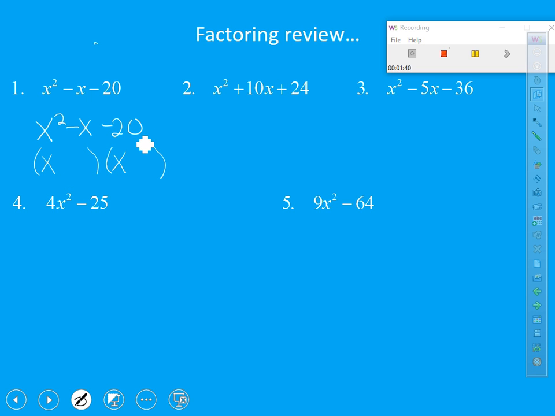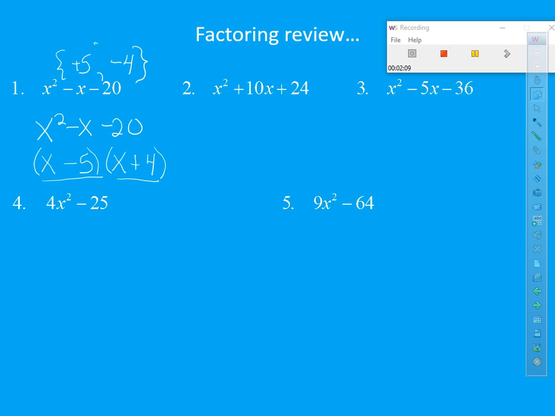Your job would be go find two numbers that multiply to be negative 20 that we can make add up to be negative 1. Now we will go a step further today. We will set each of these equal to 0 and get my two answers of positive 5 and negative 4. I should have left a little room for that, but I just want to review some factoring with you.